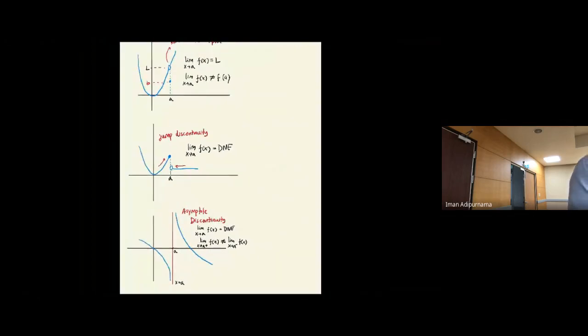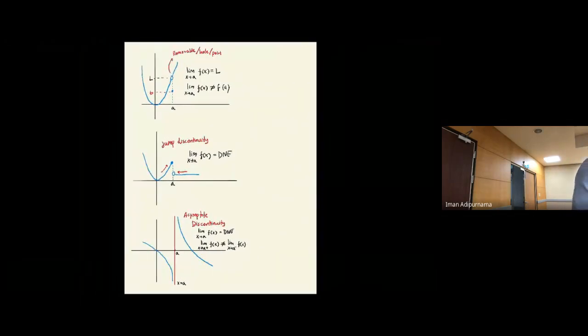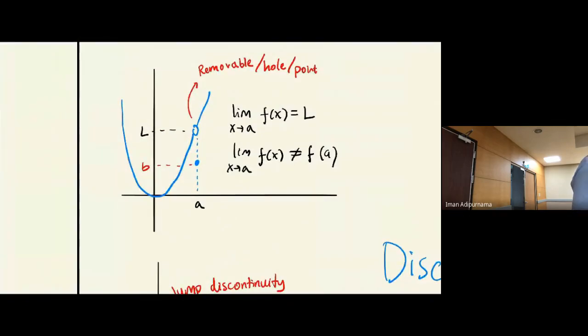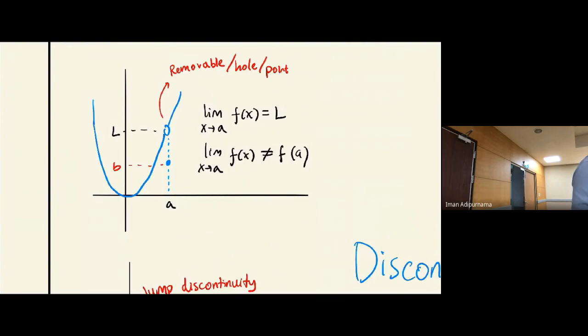So from case number one, the top one, the middle, and then the last one, we call all of this discontinuity. Whenever you have, for example, this point here, a hole in your function, there's a point that is not defined. You may have the limit L, but because it is not the same value as when you plug in the number, we say it's not continuous.